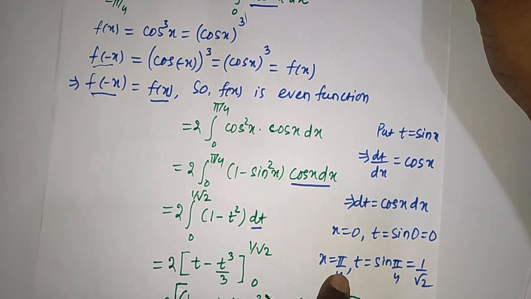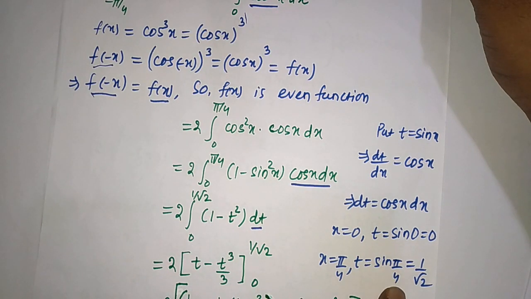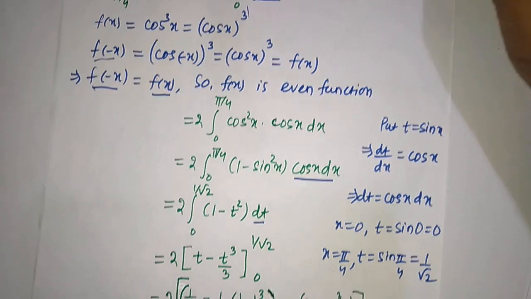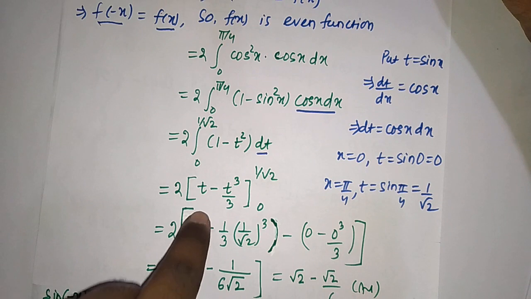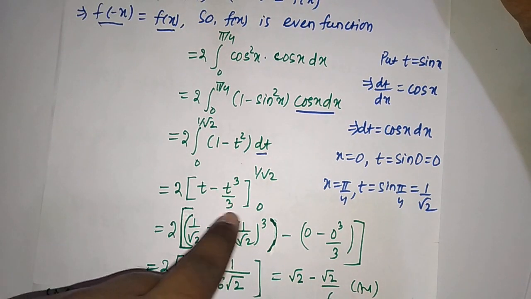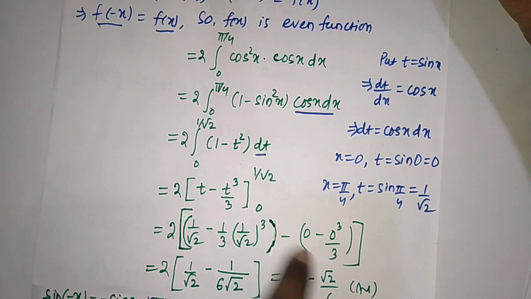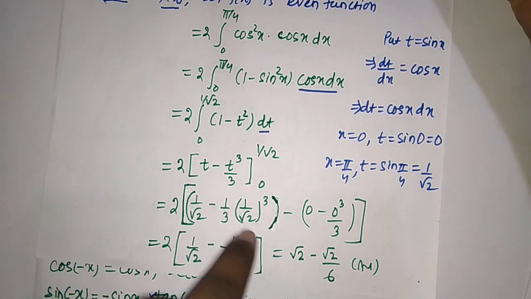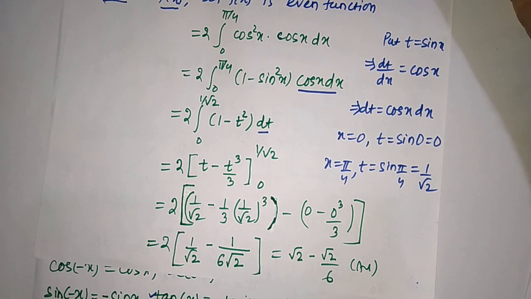And when x equals pi by 4, that time t equals sin pi by 4, that is equal to 1 by root 2. So here put 1 by root 2. Okay, then integrate as usual. Integration of 1 is t, integration of t square is t cube by 3. Then put the upper limit, then put the lower limit. The lower limit will be 0 because 0 terms are there. Only solve this, and after substituting the upper limit, you will get this value, and this is the final answer.